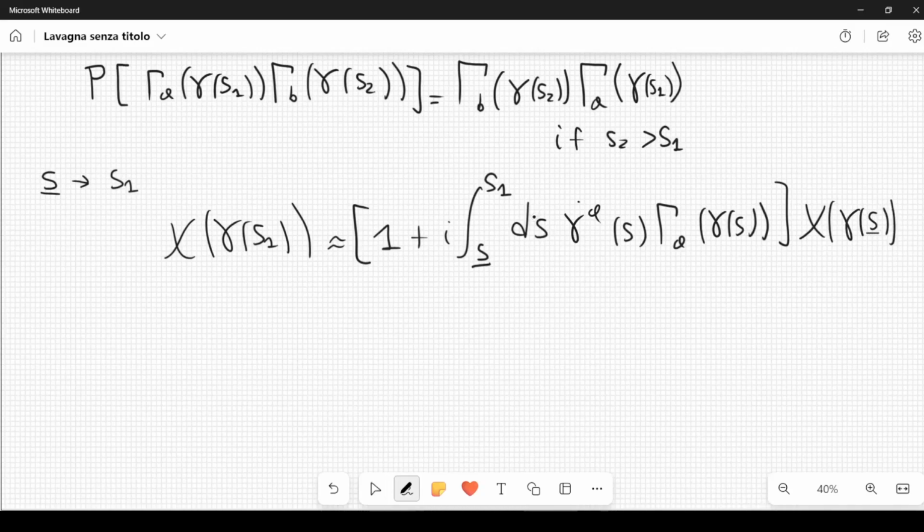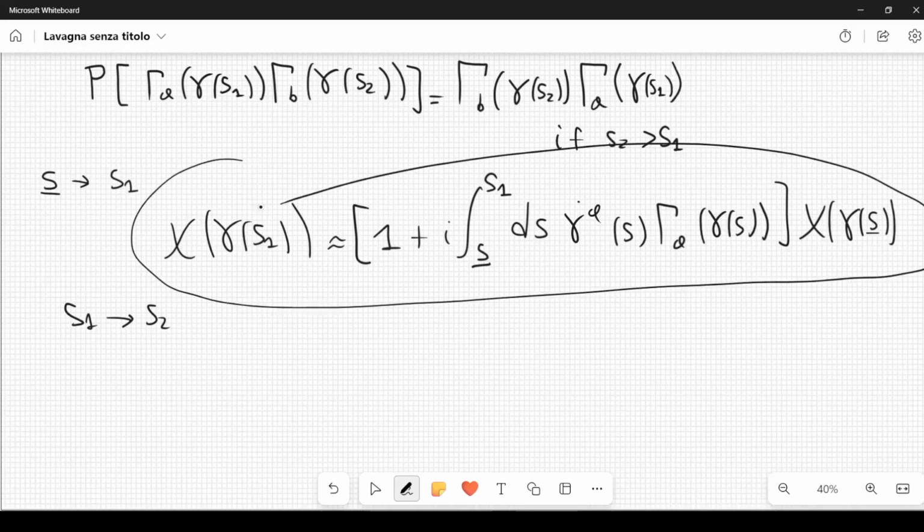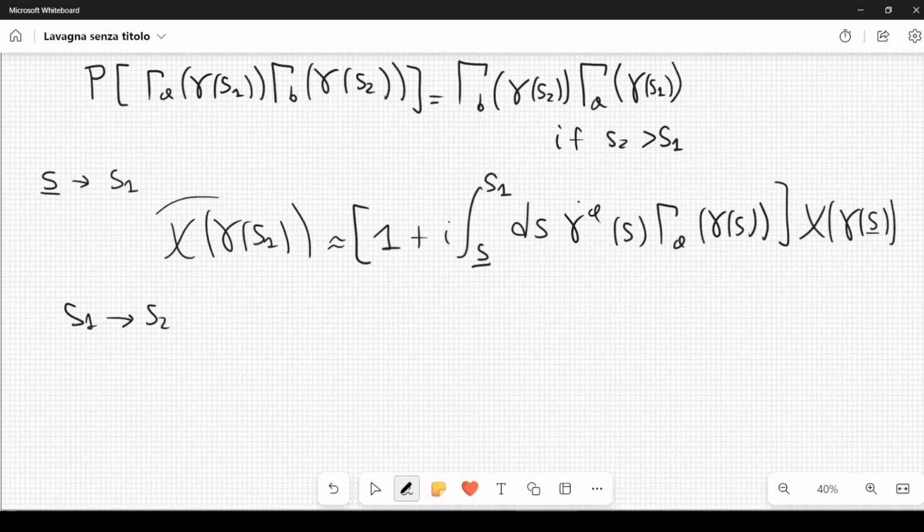And you can iterate the procedure because now you can integrate the differential equation between another interval from S1 to S2, where S2 is very close to S1. So you get the idea. And if you iterate the procedure and you use all these formulas, well, from S1 to S2, you get a very similar formula to this one. But then you can replace chi of gamma of S1 in the formula that you obtain from here, and so on. If you iterate the procedure several times, you can write something like this.